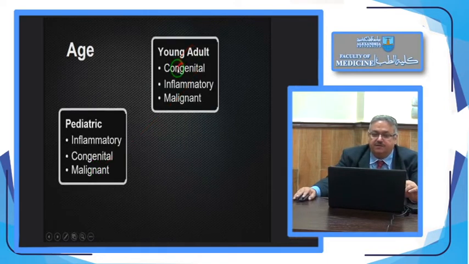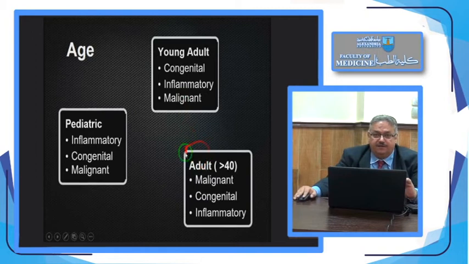When you jump to the young adults, congenital comes first. Number 2, the inflammatory, then the malignant. In adults more than 40 years of age, malignant jumps to the first rank. Malignant masses come first. Then congenital, and inflammatory becomes last.